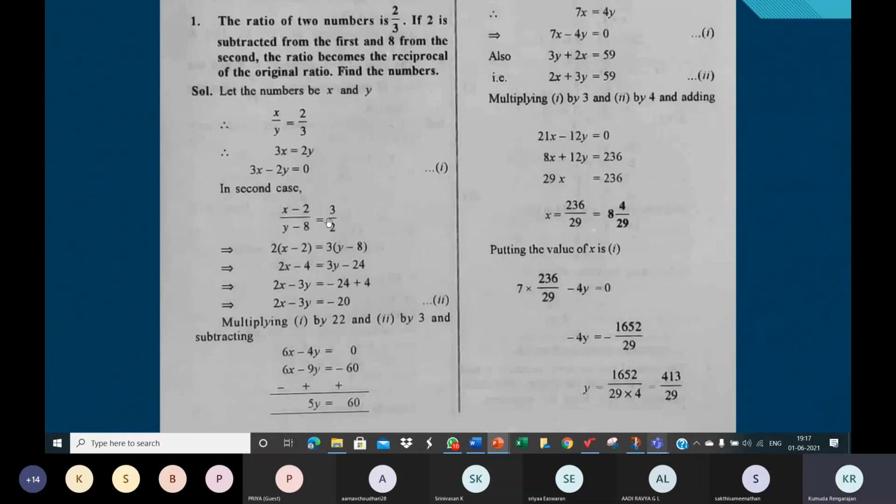The second equation is: when 2 is subtracted from x and 8 is subtracted from y, the ratio becomes a reciprocal, that is 2/3 becomes 3/2. When you subtract 2 from the first number and 8 from the second number, the ratio becomes a reciprocal, 3/2. On cross multiplying, you get another equation. Solve the equations to find the values of x and y.